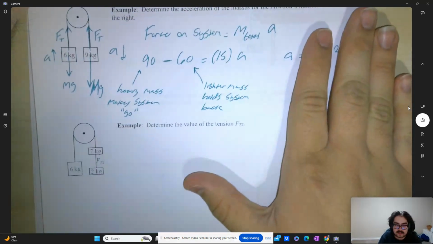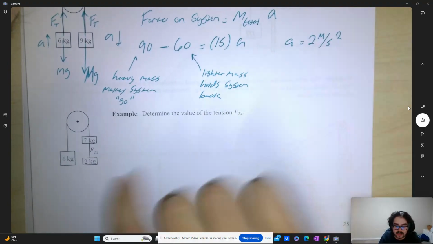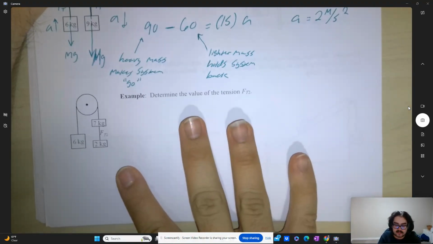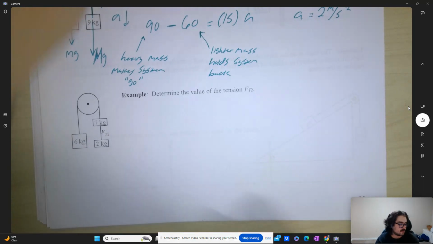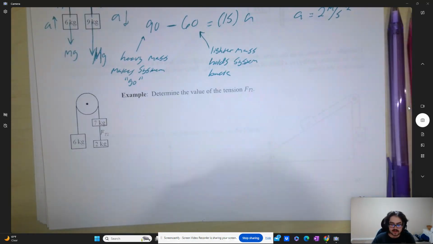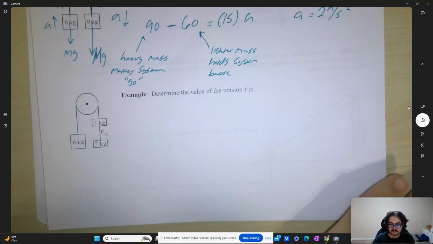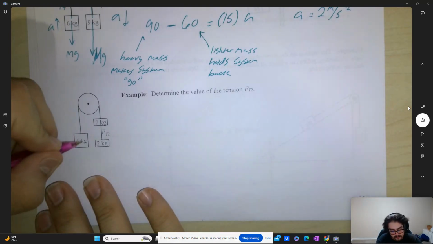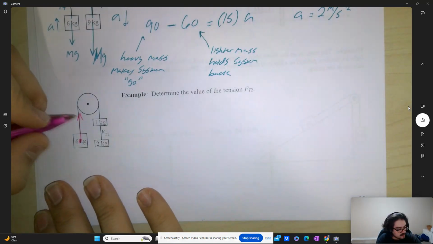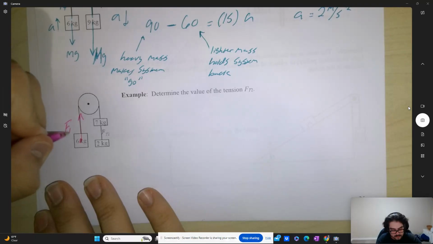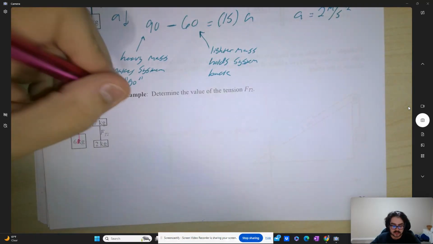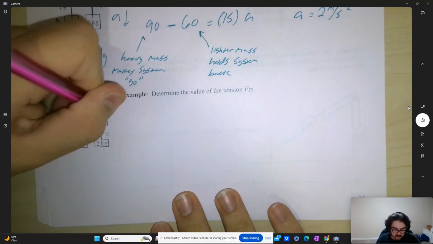The last one is a weird case where you actually have two masses kind of strung together here, with a tension between them. And the way that I am going to do this is that if you look at the 6 kilogram, you've got F tension going up this way. I'm going to call this FT1, the tension here, and it's going to be the same as the tension here.